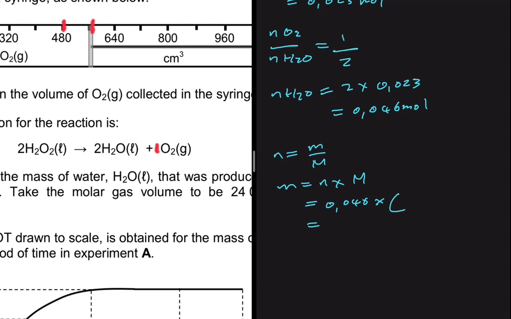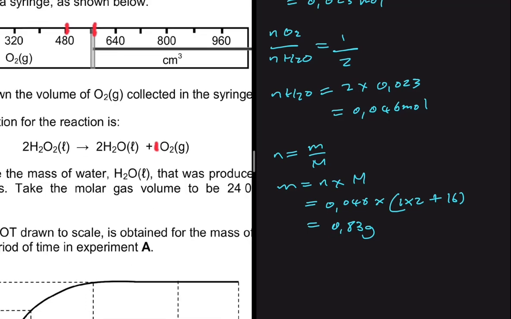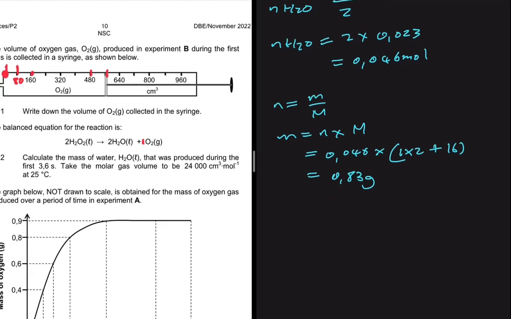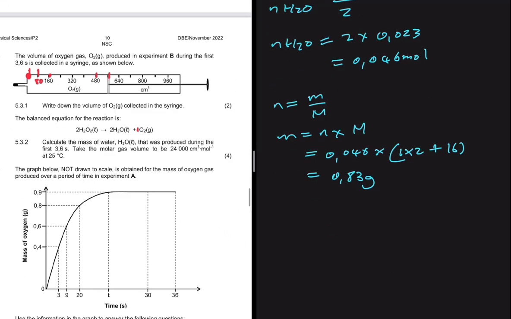0.046. The molar mass of H is 1, right? But then we have 2 hydrogens, so we multiply that by 2, plus the molar mass of oxygen, which is 16, right? So if you put that in your calculator, you should get 0.83 grams. So that is the mass of H2O, which is produced during the first 3.6 seconds.